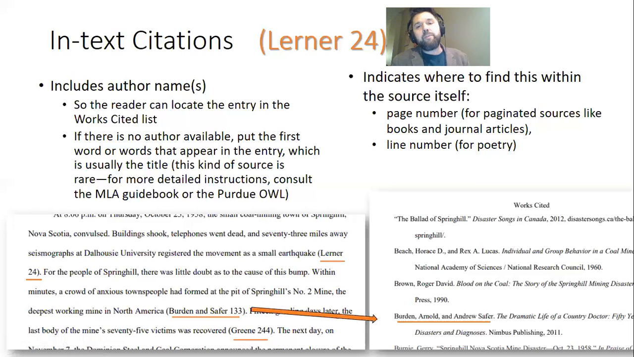But one thing to be aware of is that a website is not a paginated source, right? When we have a web page, like a blog entry or something like that, there's not a page 1, page 2, page 3, page 4, etc. So for sources that are not paginated, like web pages, you don't provide anything in that second spot, and you just provide the author's name for your in-text citation.